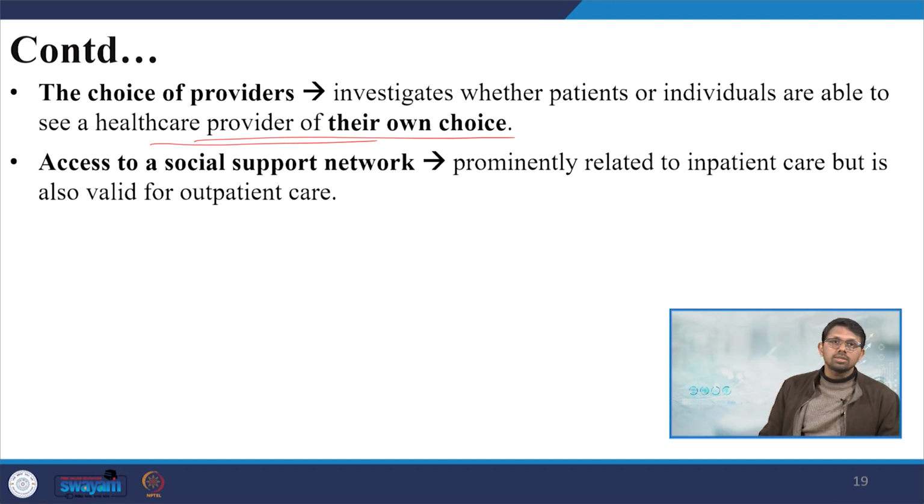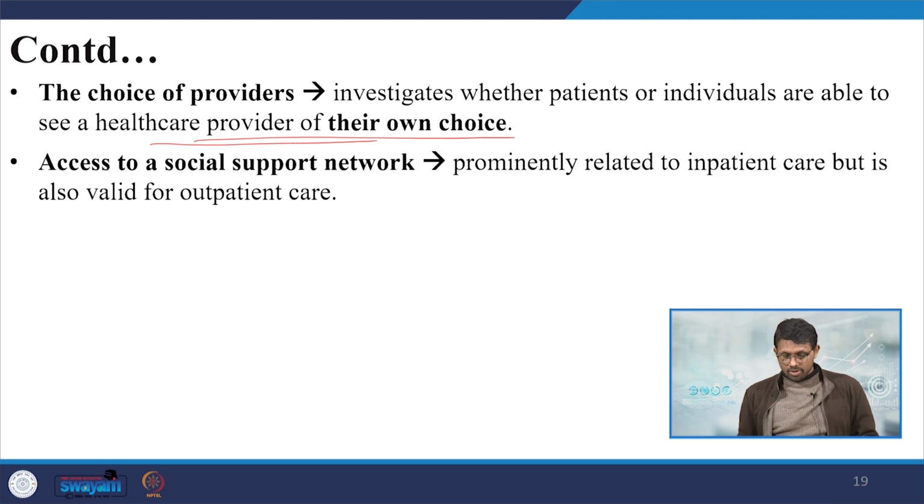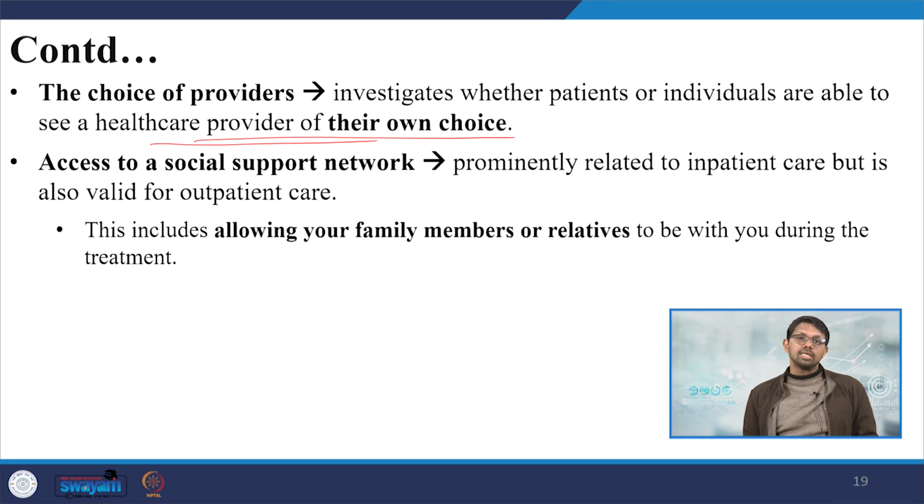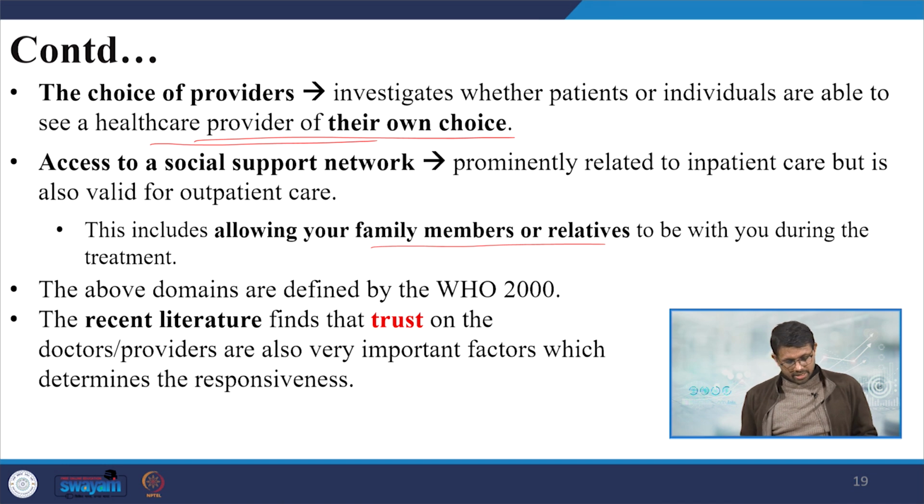Then another one is called the social support network, prominently related to inpatient care, but also valid for outpatient care. This allows your family members or relatives, who used to have huge confidence in the mind of the patient, to be with those who are already hospitalized. So, as mentioned here, in the WHO work of 2000, the recent literature finds that trust in the doctors and providers is also a very important factor which dominates responsiveness.